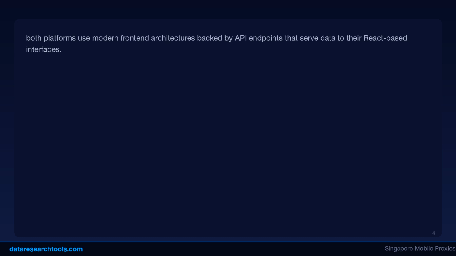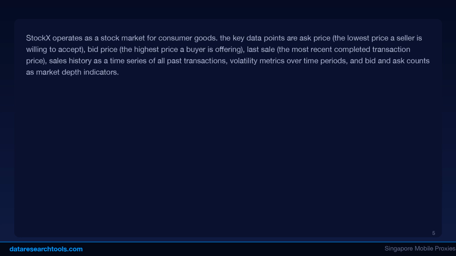The key data points are ask price, the lowest price a seller is willing to accept; bid price, the highest price a buyer is offering; last sale; and bid and ask counts as market depth indicators. StockX uses a GraphQL API internally, which provides structured access to product and market data, but it requires authentication tokens and implements rate limiting. GOAT offers similar marketplace functionality with a REST-based API structure.